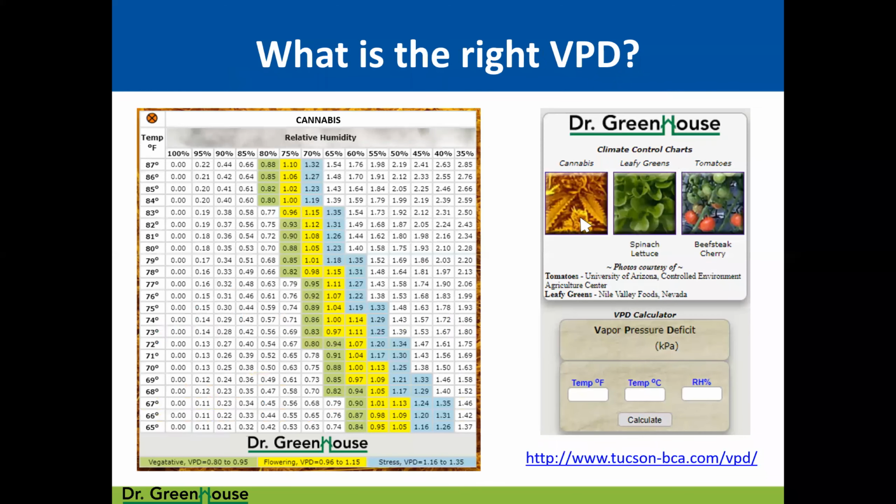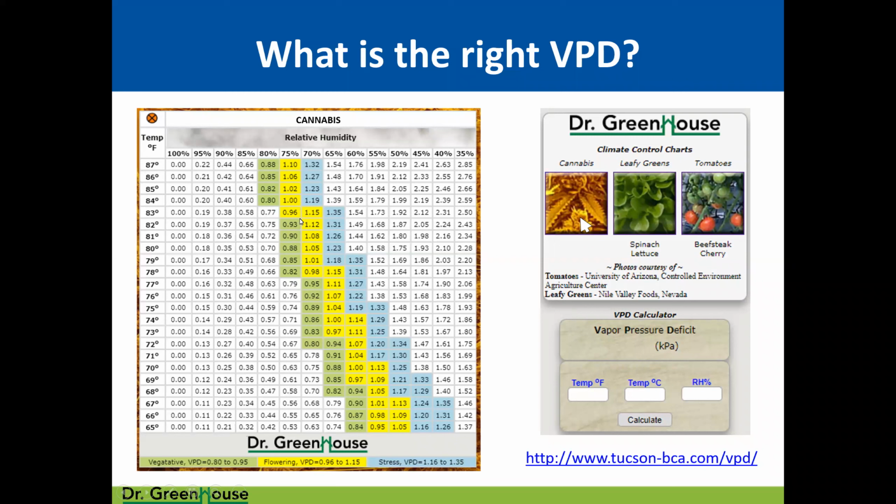So what is the right VPD, right? That's what everybody wants to know probably. And on our website, we have a little calculator for cannabis, leafy greens, and tomatoes. For leafy greens and tomatoes, this is published research. We've just put it together into charts like this. You can also calculate your vapor pressure deficit based on the temperature and relative humidity that you are growing at or targeting to see where you are on this chart.